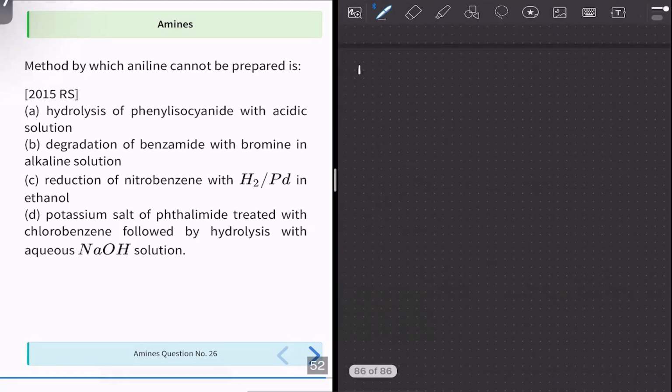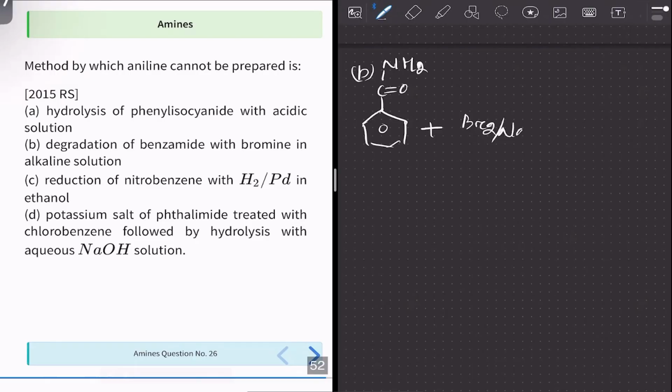Degradation of benzamide with bromine in alkali solution. Let's see. Benzamide, CONH2. It will react with bromine in alkaline solution, that is NaOH. It is Hofmann's bromamide degradation reaction. So this group will migrate to NH2. So it will also produce aniline. So reaction B also produces aniline.